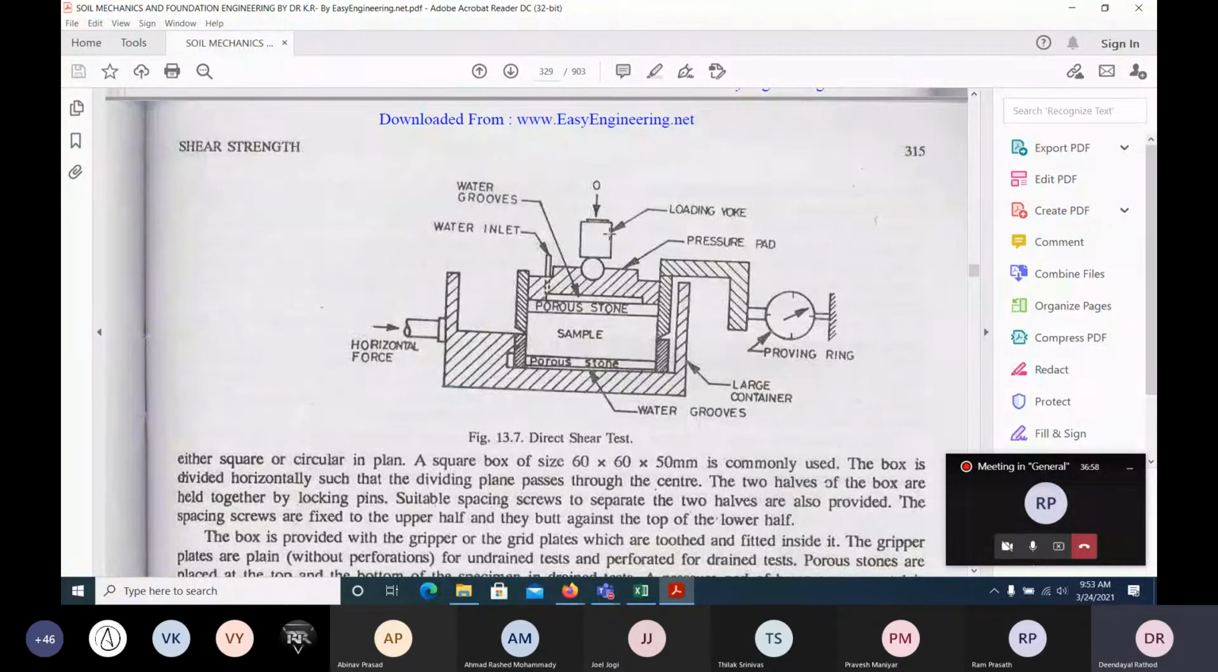Suppose I have applied some 10 Newton load, and again I have applied 5 to 10 Newton shear, normal shear. Then next I will apply 20 Newton. Then again we'll try to shear the soil, where the dial gauge reading goes back, that means the soil has sheared. There you again stop, then keep on applying one more normal load.